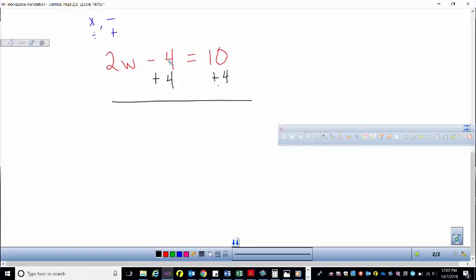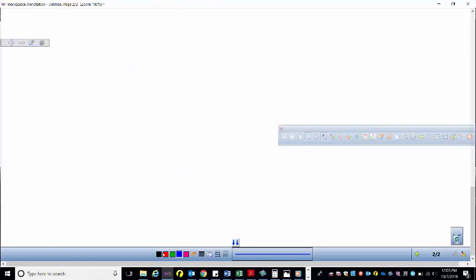And then my negative 4 and positive 4, they cancel. So I have 2w left on the left. 10 plus 4 is 14. And then that was my first step. So my second step is to divide. 2 divided by 2 cancels to 1w. 14 divided by 2 is 7. So let's look at another one.